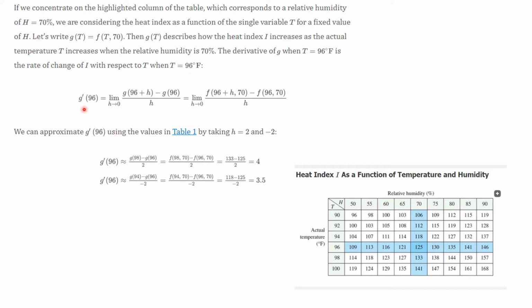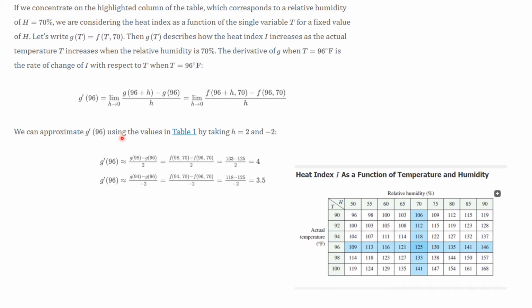So here's what we have. G prime evaluated at 96 is the limit of the slope of the tangent line. We take the limit as h goes to 0 of G of 96 plus h minus G of 96 over h. And that's equal to this limit. Now we're replacing G with F, but we see that F has 70 fixed.